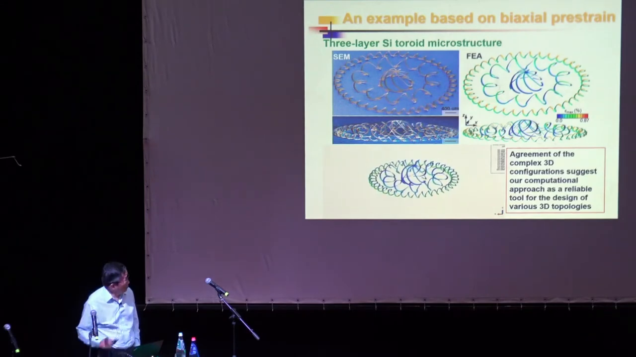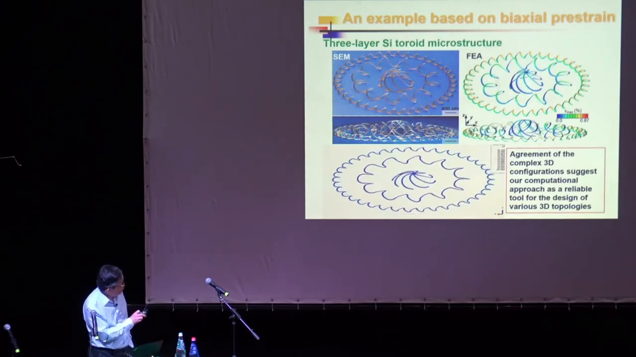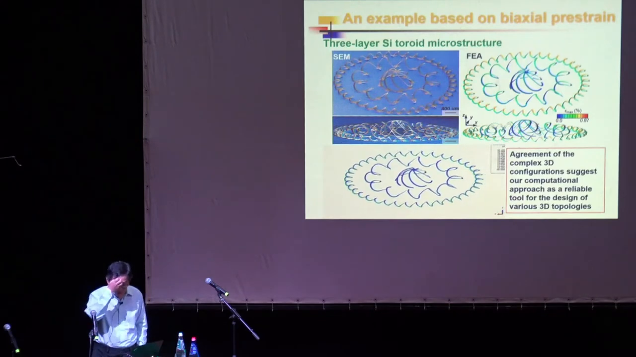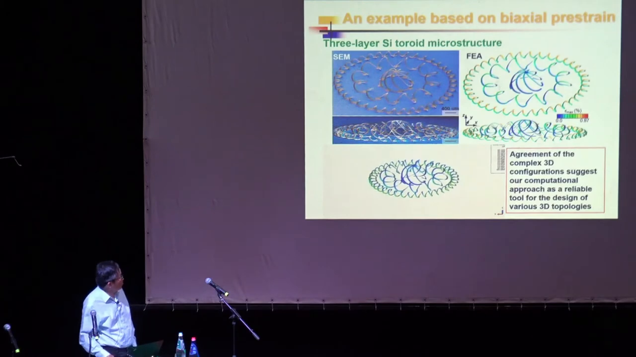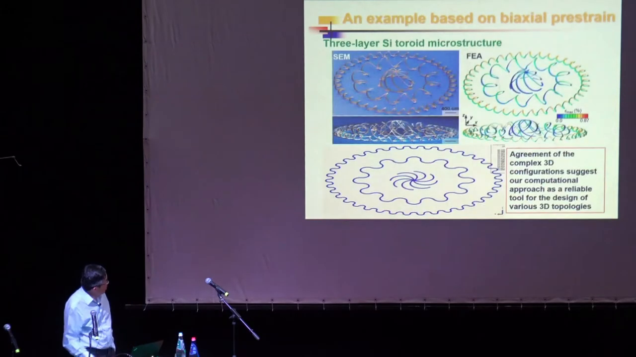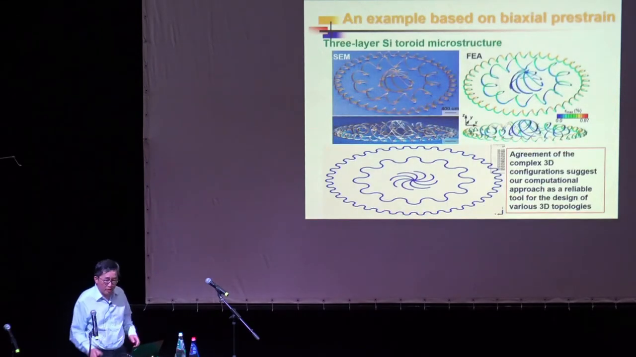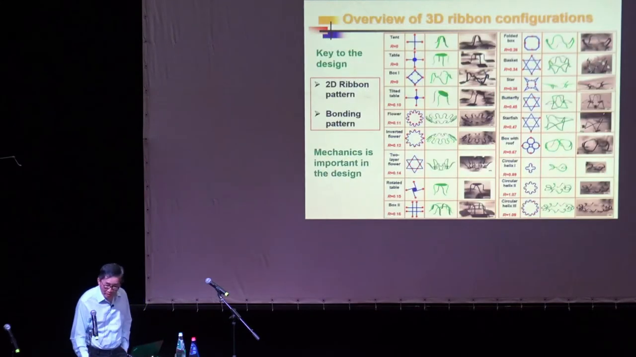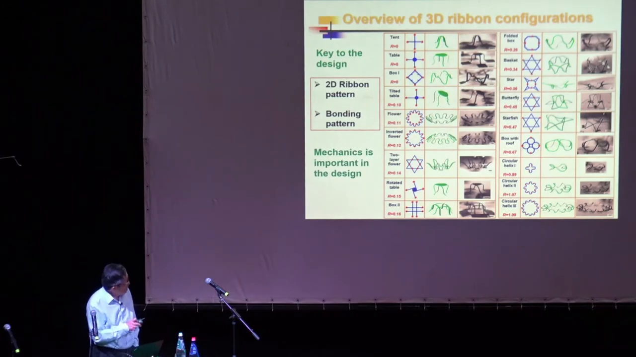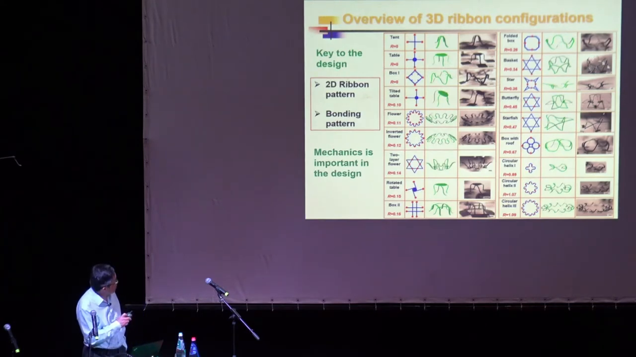Again, the color represents the strain level in the silicon to make sure that it's less than its fracture strain, such that silicon does not break. So all these patterns, all this illustration here, basically show a way we convert a two-dimensional fabrication technology, very mature, very robust, into 3D using mechanics. This table summarizes some of the patterns we have formed using this approach.